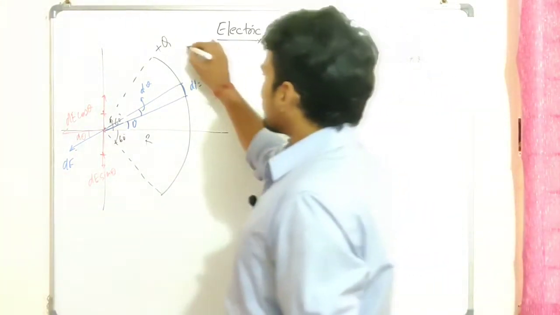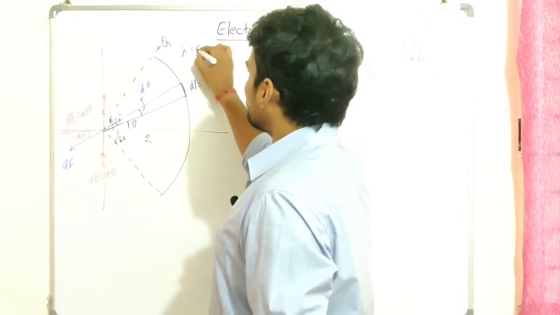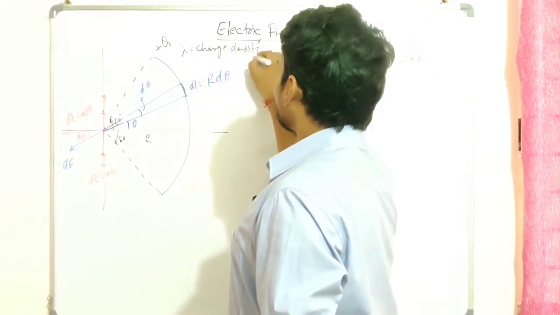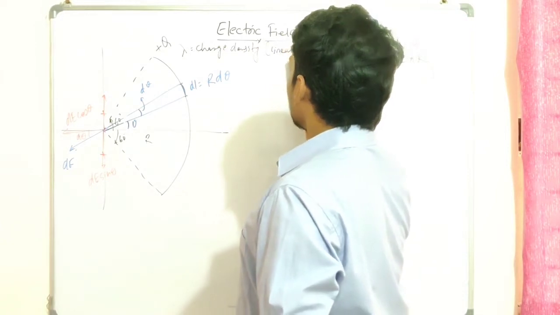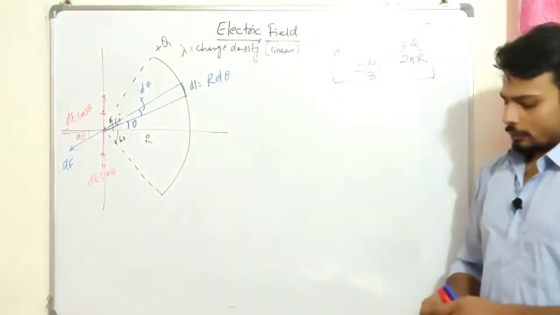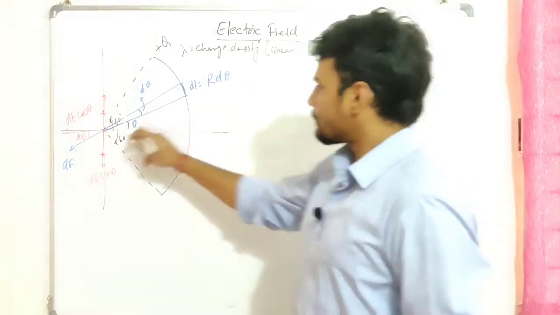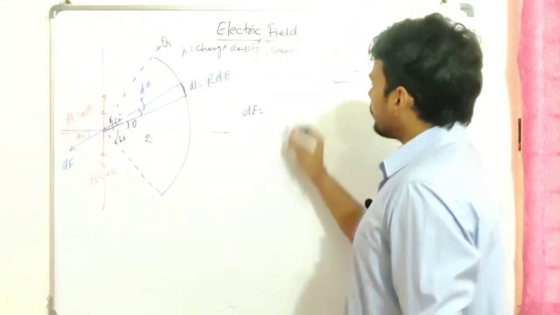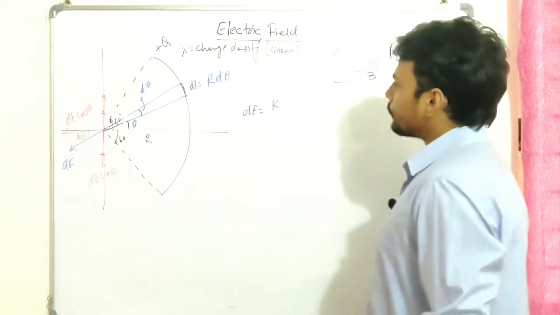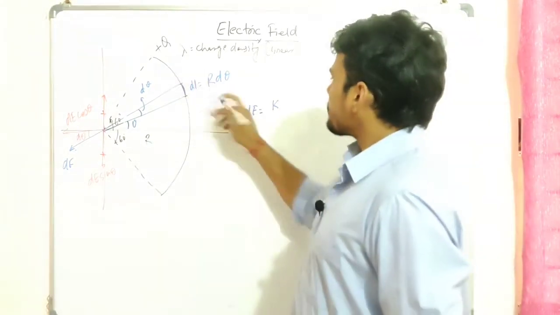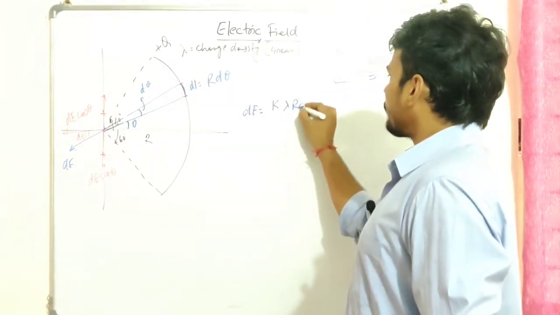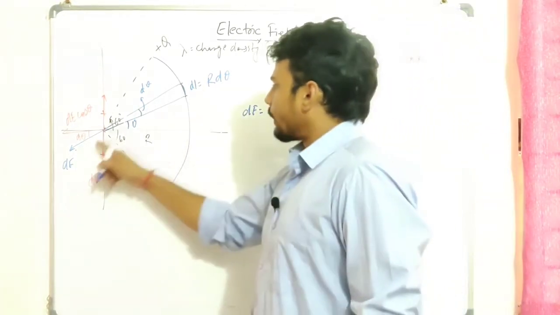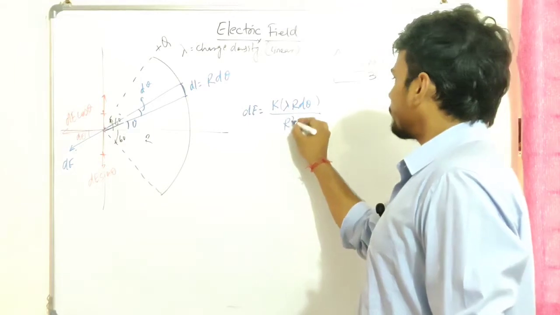So let's say the charge density of this ring is lambda. That's a charge density. It's a linear charge density. All right. Now we get to find the small dE, this part over here. So dE should be nothing but k q. Q should be how much? Lambda times r d theta. Lambda r d theta, that's a small q, over the r square. Well, that should be r square.